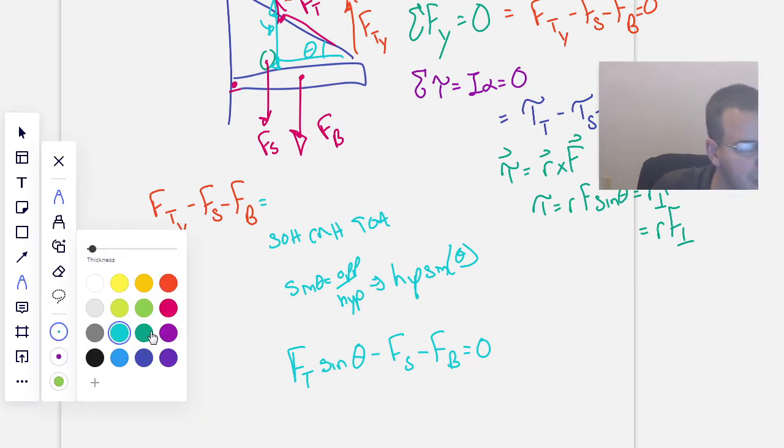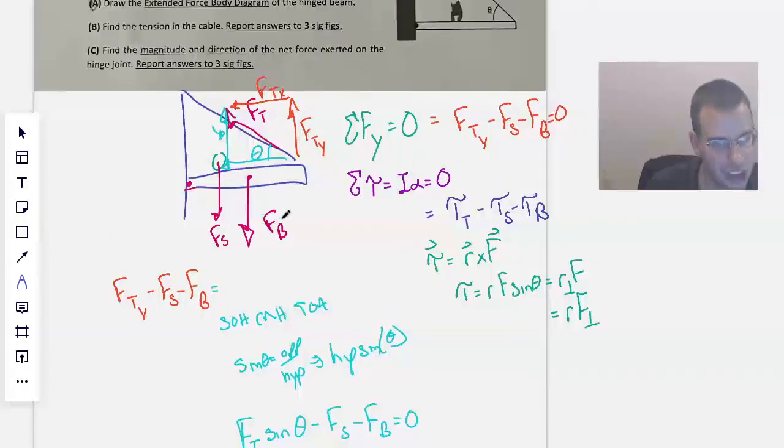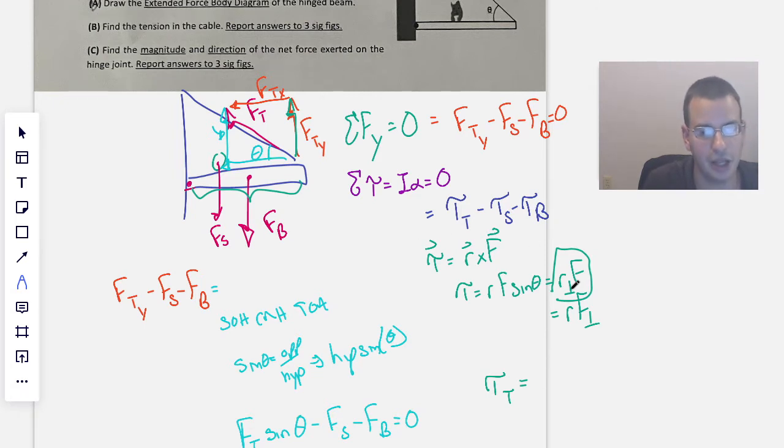All right, so now we're going to look at this in terms of torques. The torque of the tension: we're going to use force tension y, so up this direction, and we're going to use r perpendicular. Torque due to the tension is going to be r F sine theta. Actually, I'm going to do it this way: r times the perpendicular force. The perpendicular force I'm going to use is this one.